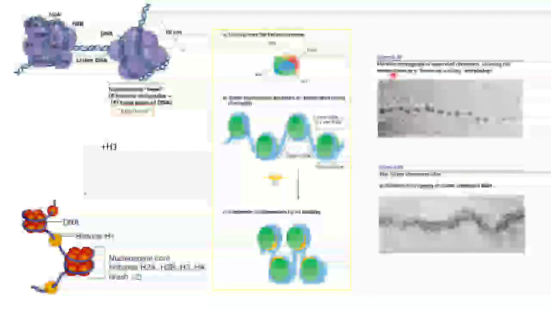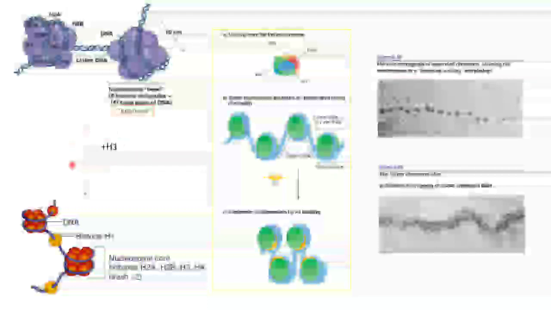Next, now we need to go one level of packaging greater than the 10 nanometer chromatin fiber. If you remember, we used 4 types of the histone proteins, H2A, H2B, H3, and H4. We still have the H1 histone protein, which we have not used.